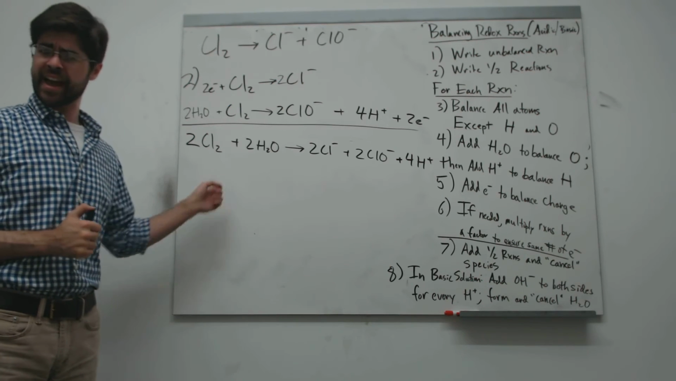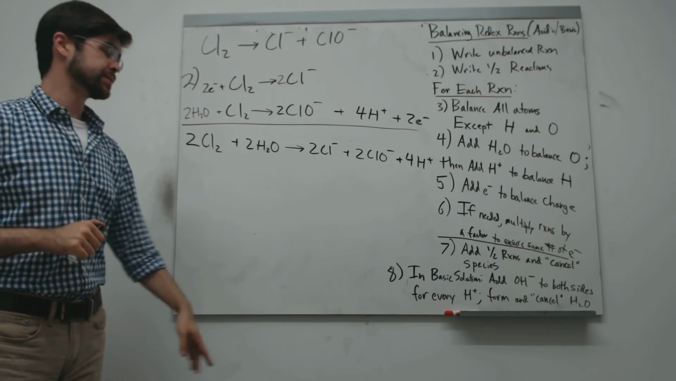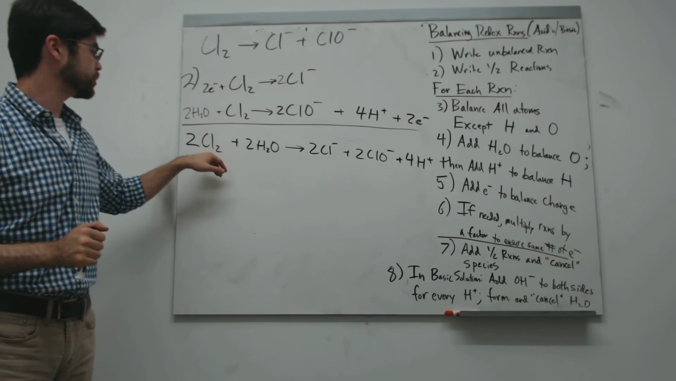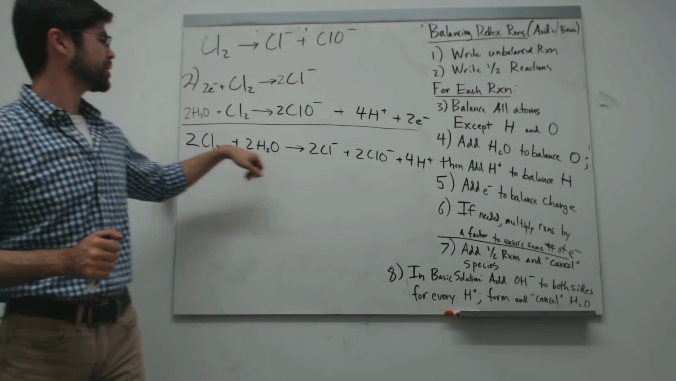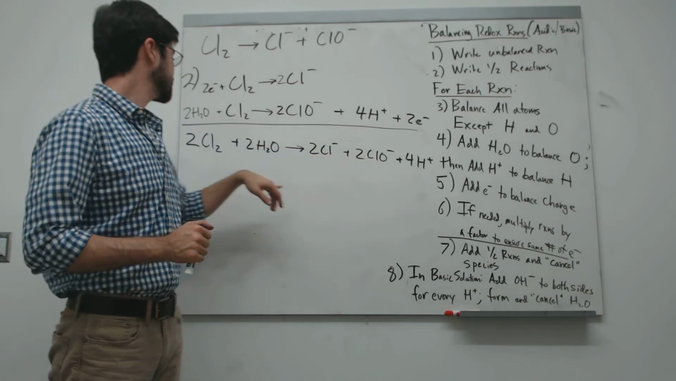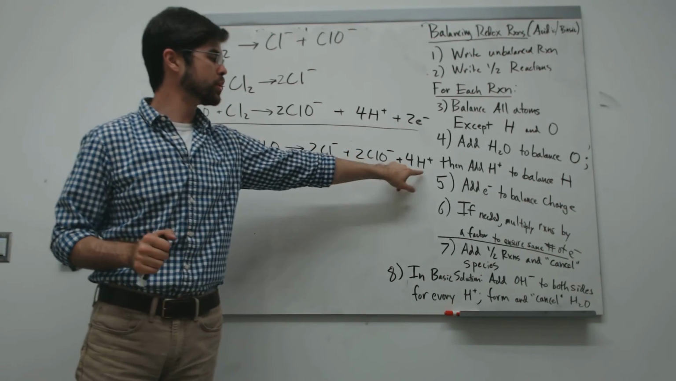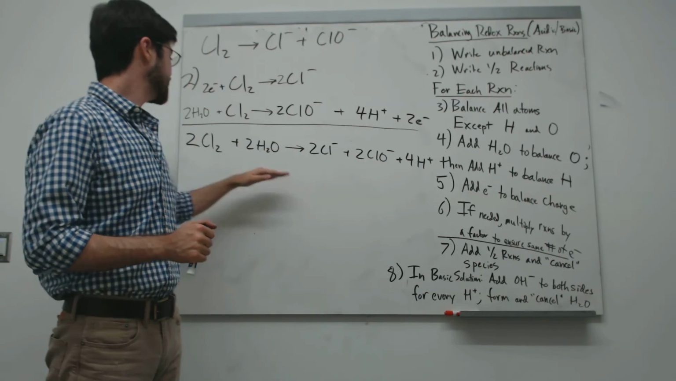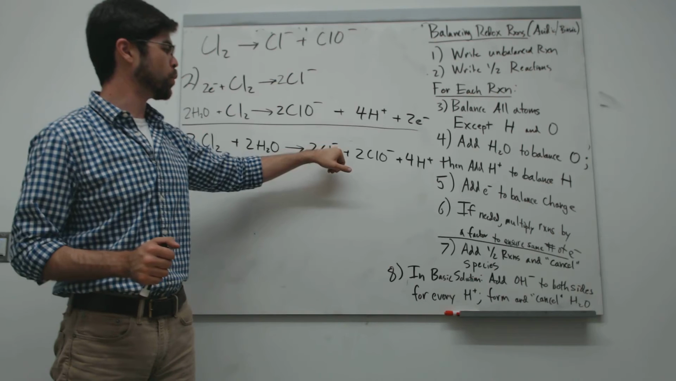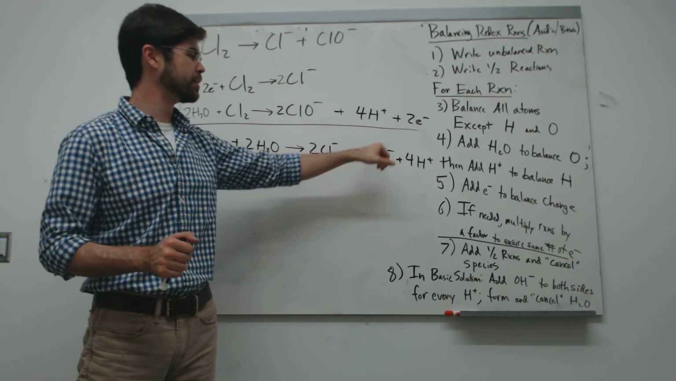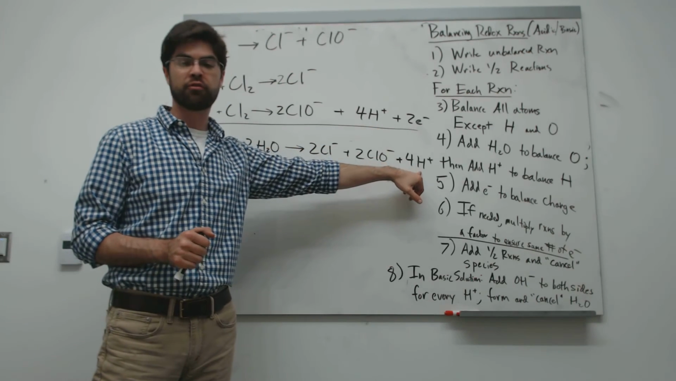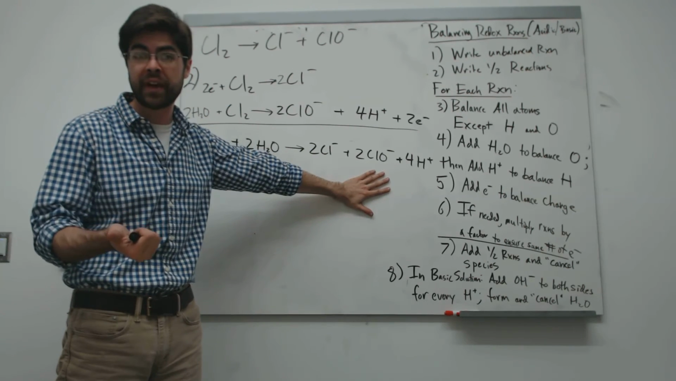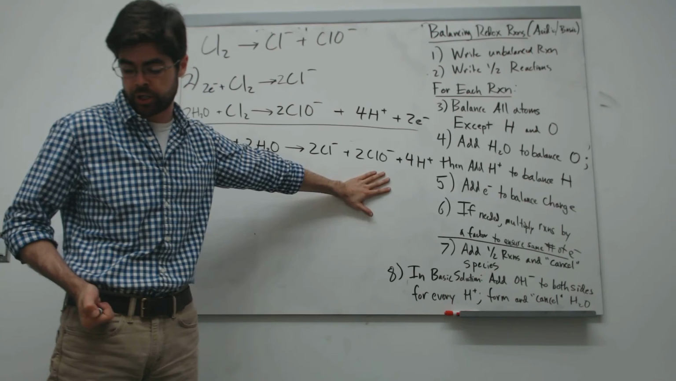And technically this reaction is now balanced in acidic solution because I have the correct number of chlorines. I've got 4 chlorines, 4 oxygens, no charge over here, 4 negative charges plus the 4 positive charges, net 0 charge. So this is balanced in terms of number of atoms and total charge.